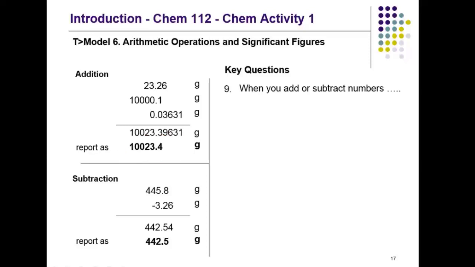In the subtraction example, it is the top number, 445.8, that dictates the final answer must have only 1 digit past the decimal place. The final answer has 4 significant figures.